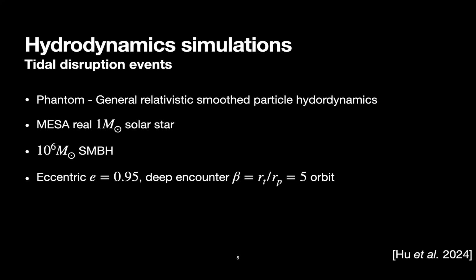To do that, we are using GSPH of Phantom, and we start with a one solar mass real solar star, which is evolved from MESA and then mapped into Phantom. The mass of the black hole is 10^6 solar masses. For the sake of time, we choose rather unphysical parameters, with an eccentricity of 0.95 and a really deep encounter, so the tidal radius is 5 times the pericenter radius. In this case, the star will be disrupted really fast, so it has a shorter time scale and is easier to simulate.